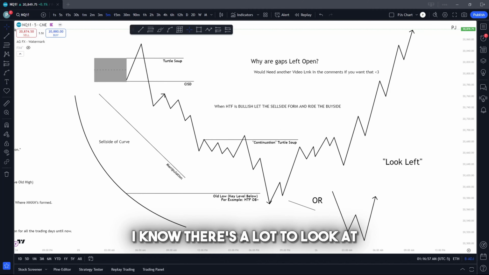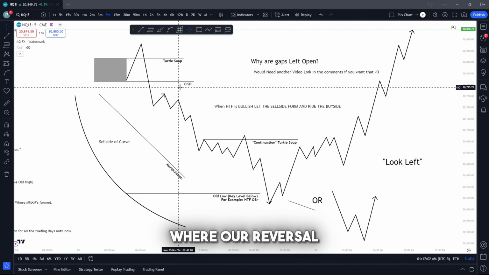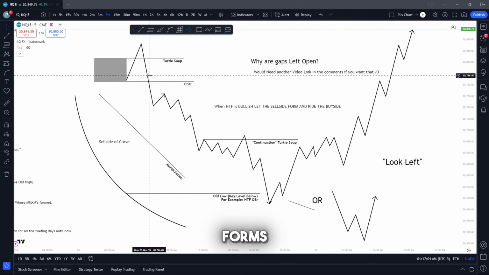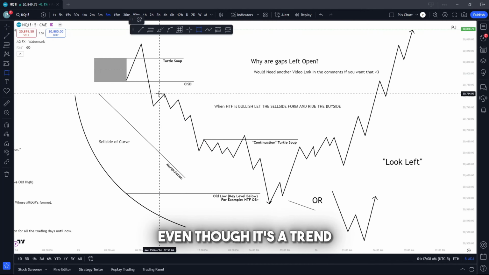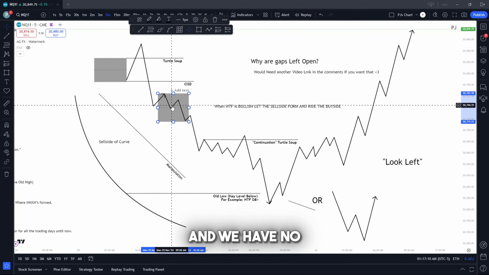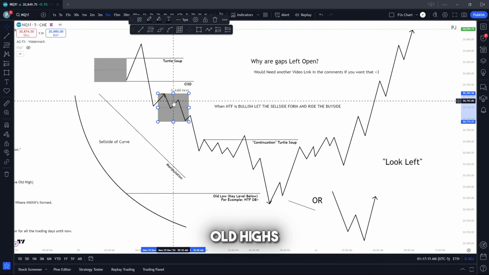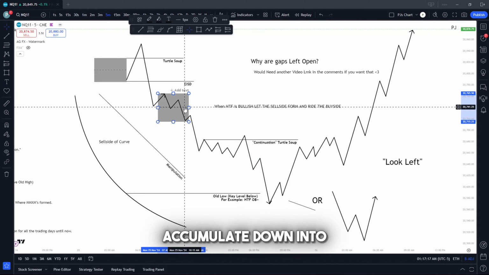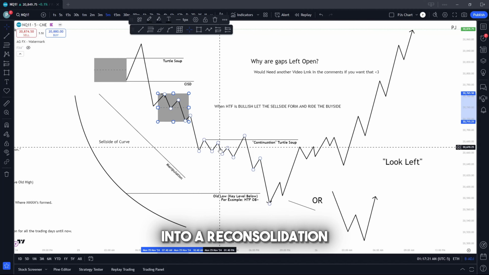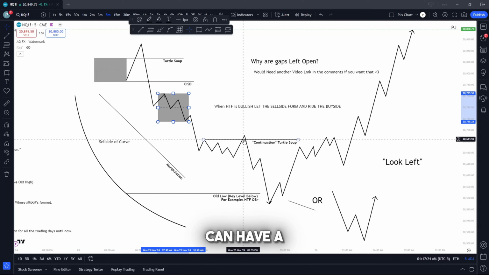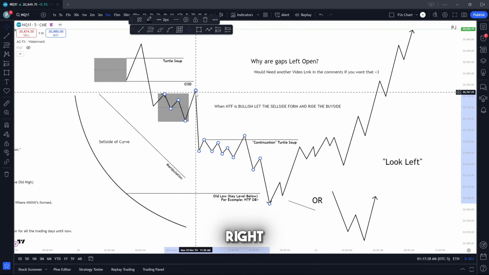I know there's a lot to look at, but we want to see where our reversal turtle soup forms into our continuation turtle soup. We can see, even though it's a trend and we have no real manipulation above an old high, we are rejecting old highs. And so we trend accumulate down into a big break lower into a reconsolidation where we then can have a continuation turtle soup. We can have a turtle soup up here, right?